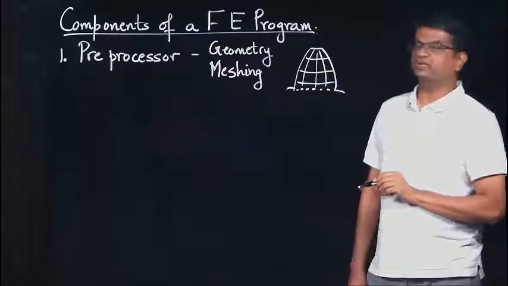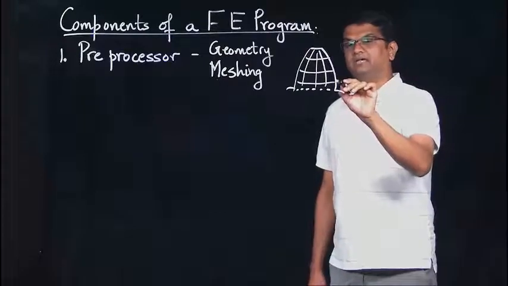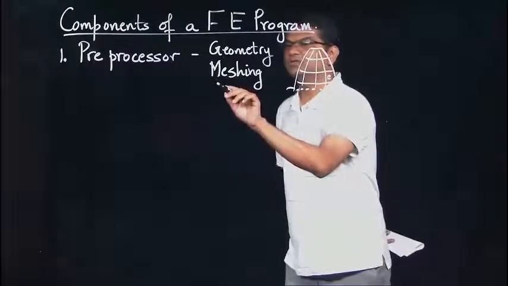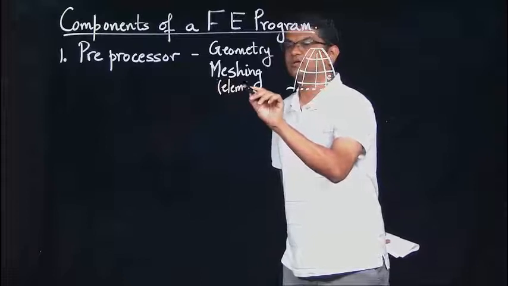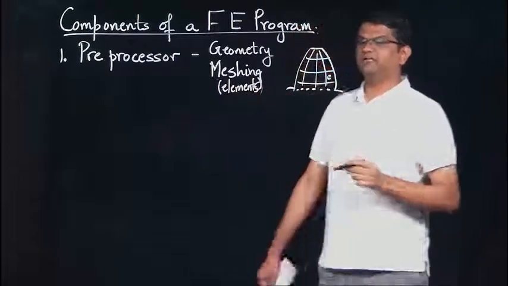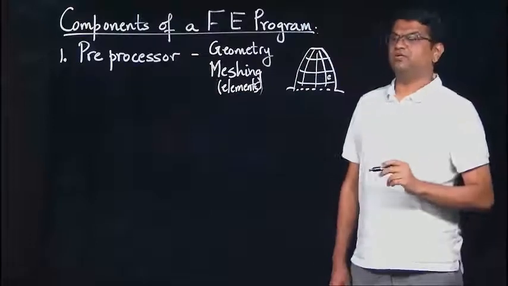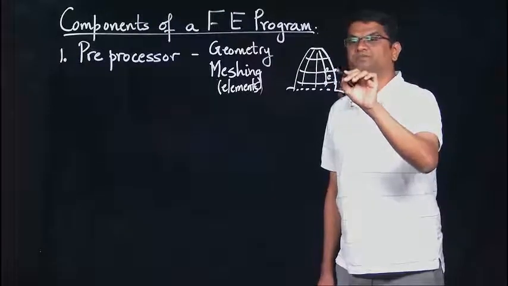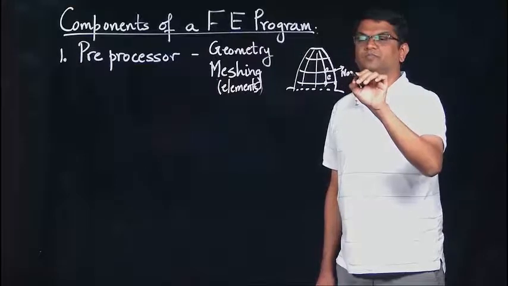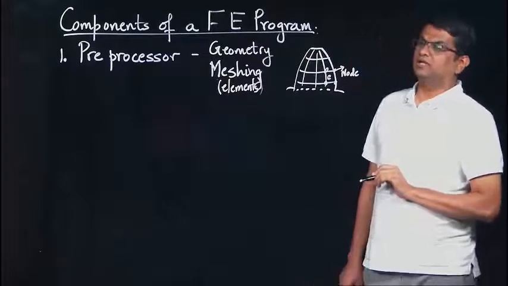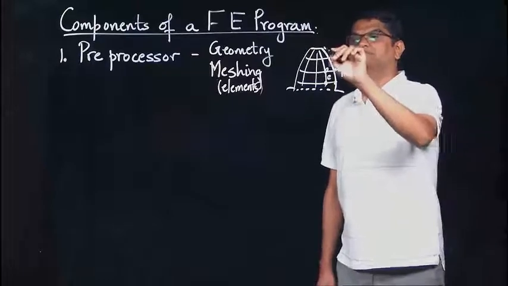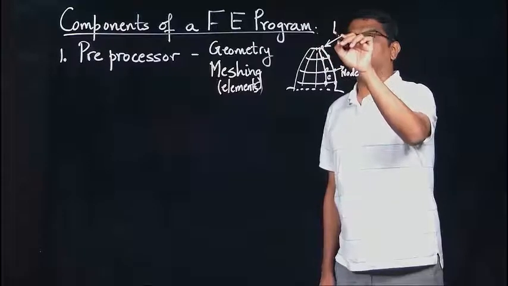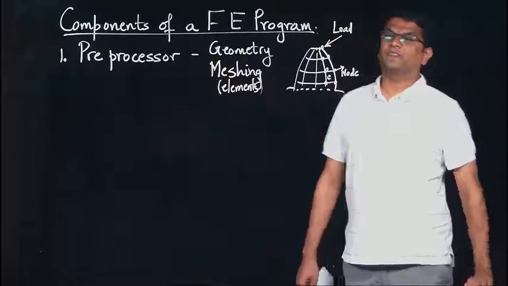Okay, so each block would be termed as an element, and let's call this E. E is an element. So meshing would involve dividing the geometry into smaller regions known as elements, and these elements are connected by nodes, and the loads on the structure would be applied at the nodes.